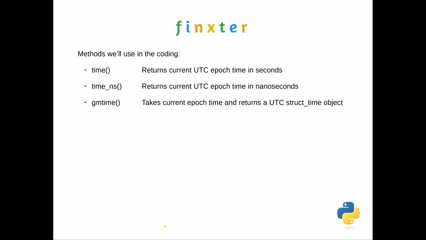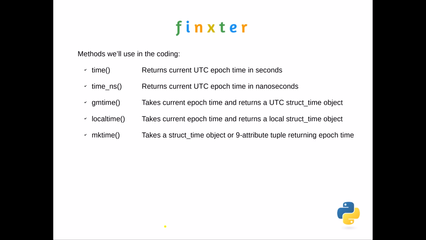gmtime, that takes the current epoch time and returns a UTC struct_time object. So that's that named tuple format that we were talking about earlier. And we'll show you that, and we'll do some playing around with that to show how easy it is to use. localtime takes epoch time and returns the local struct_time object. The mktime, now on this it'll either take a struct_time object, or you can actually hand make, if you like, a 9 attribute tuple, and it will, from either the struct_time object or the tuple that you provided, return epoch time.